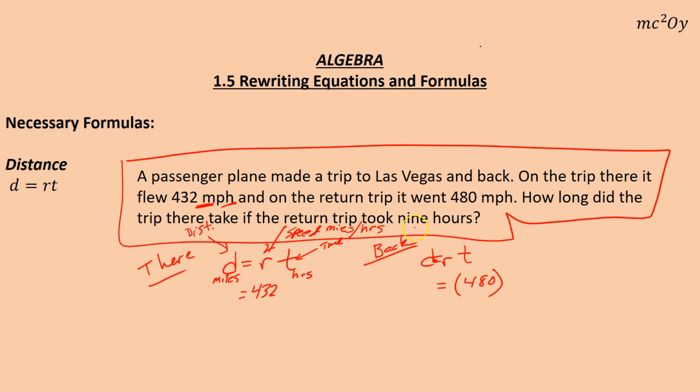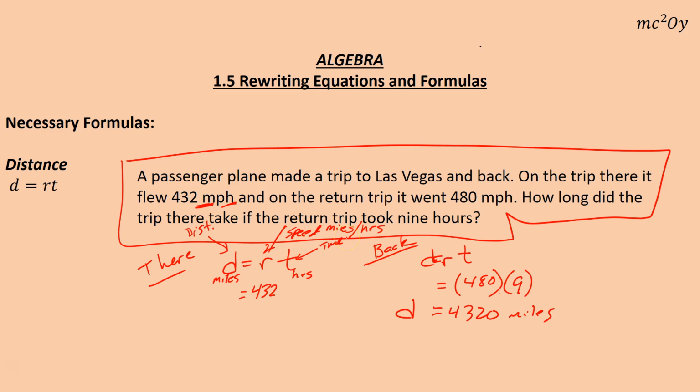Okay, well, if the return trip took 9 hours, that becomes our time. We could figure out our distance here. Our distance is 480 times 9. Okay, well, 480 times 9 gives us a grand total of 480 times 10 minus 480, which is 4,320. That's our distance, and that's miles.